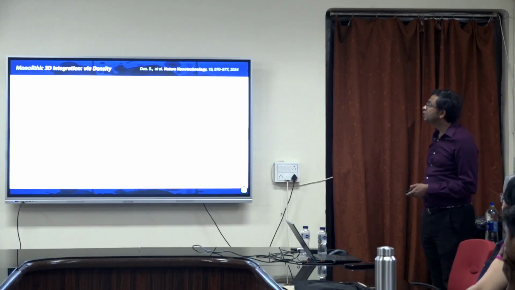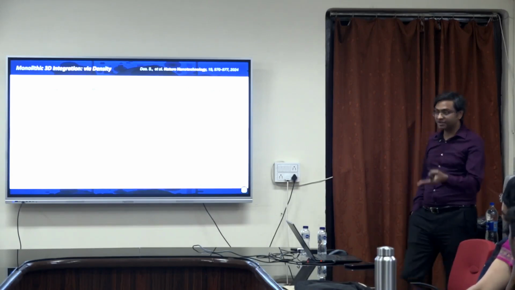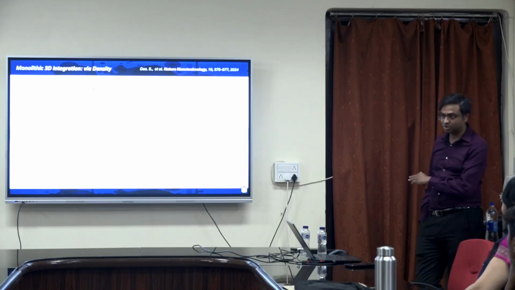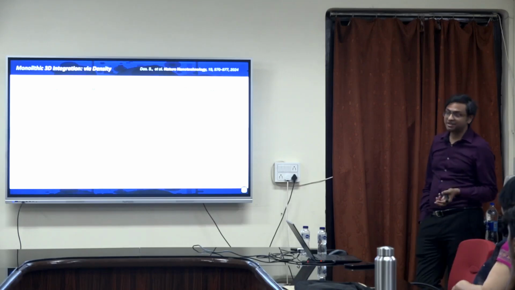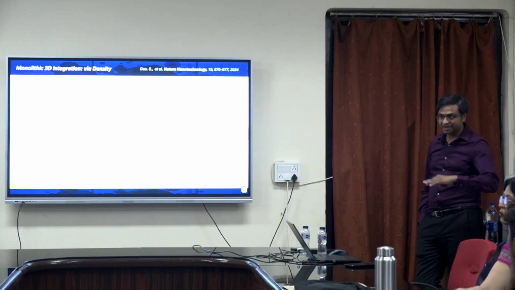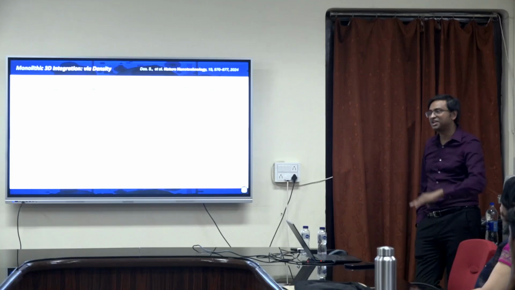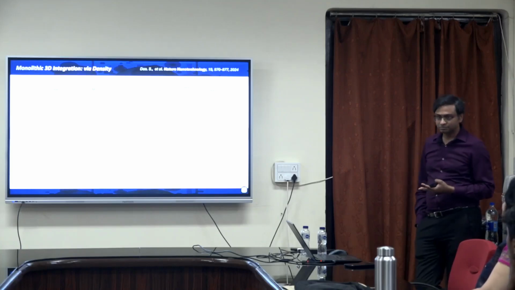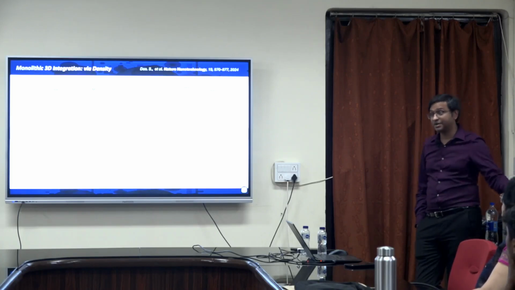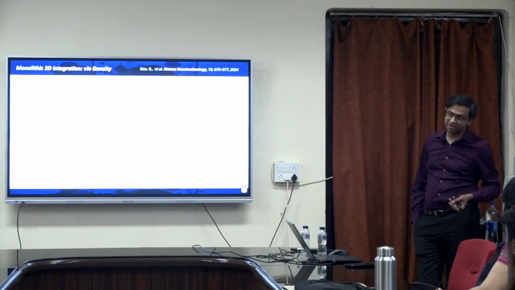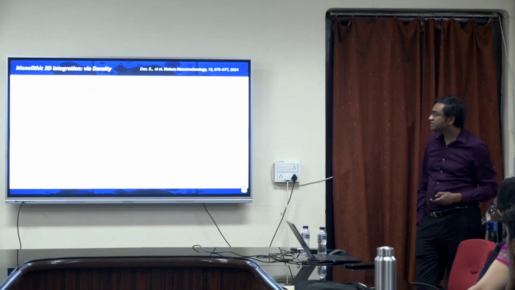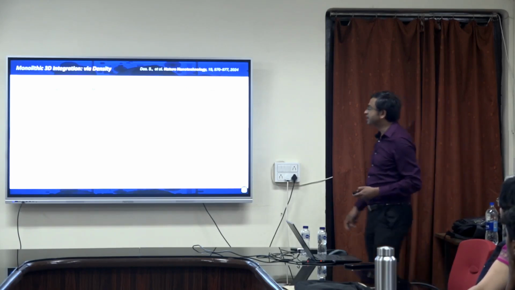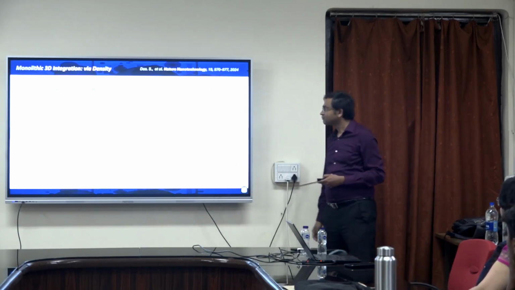BEOL compatibility means that we can do it at a very low temperature. The entire process that I showed was done at 180 degrees centigrade. I told you, in the back end there is a process temperature limitation of 450. We are not even close to that. The thermal budget for making this chip is very low, because the 2D material we are growing on a separate wafer at a higher temperature, and then we are transferring it. So all the lithography processes are very low temperature. That's another advantage, that we are compatible with the back end of the line.